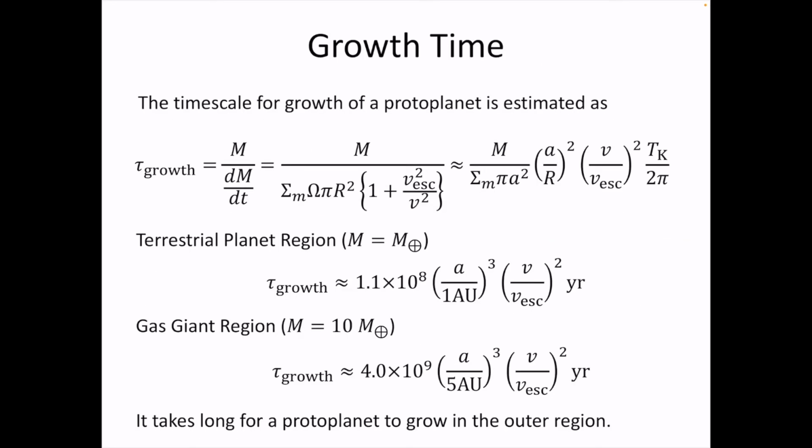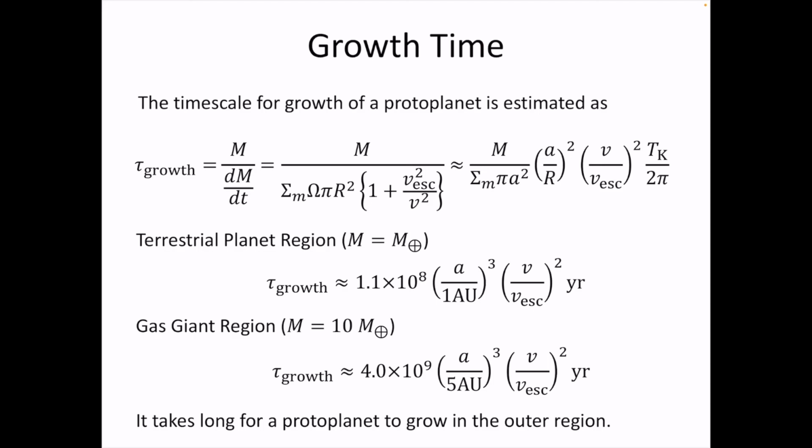Finally, we'd like to estimate the time scale for growth of a protoplanet, tau sub growth, equal to M over dM/dt. So we derived the growth rate dM/dt. We substitute it, and then we consider the case where the gravitational focusing effect is significant. In the terrestrial planet region, we consider that M is an Earth mass. Tau growth is estimated to be 1.1 times 10 to the 8 years, so 100 million years to form an Earth-sized planet at 1 AU.